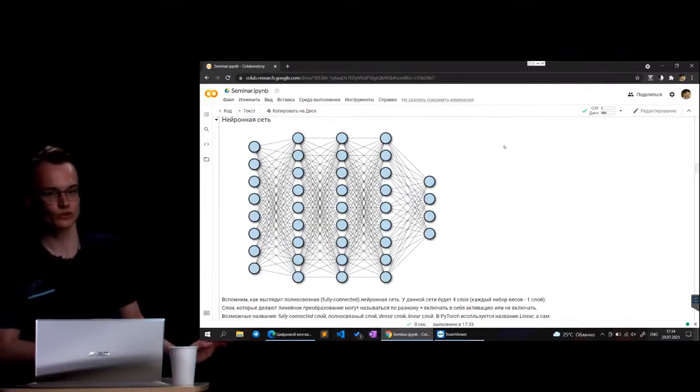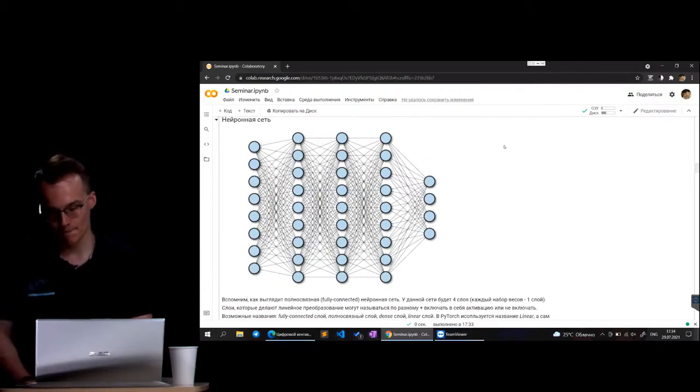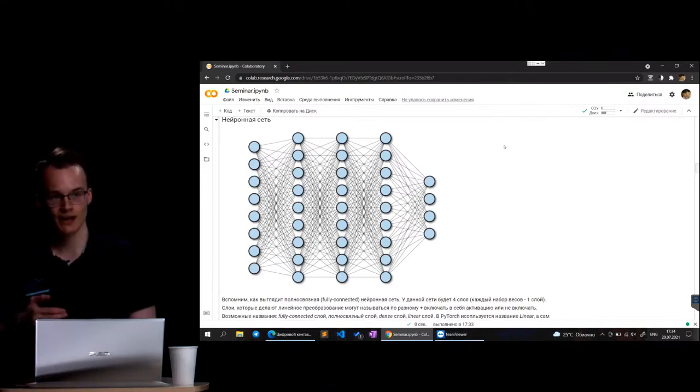Okay, one interesting question is, how many layers does this neural network have? It seems 5, because it's got 5 rows of these blue dots. In fact, there are 4 layers, because each layer is the set of these weights, the set of these connections. Just a question for you to remain focused.